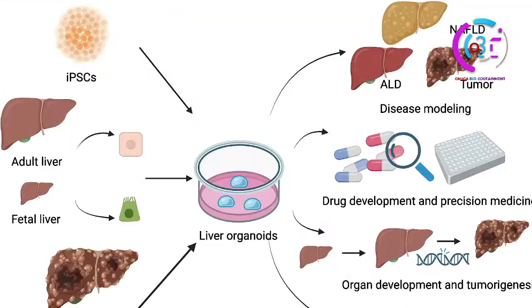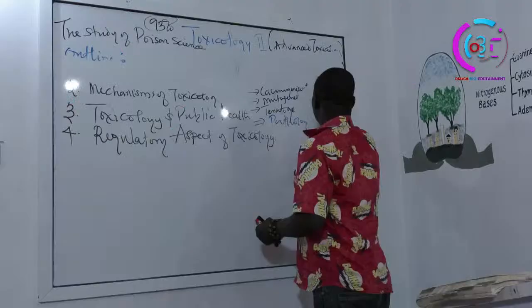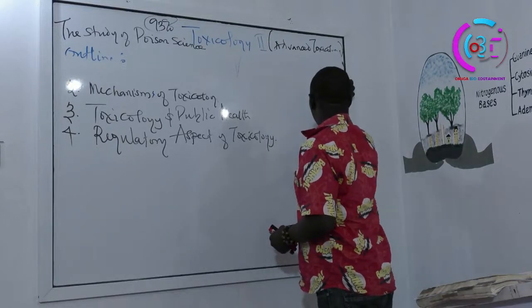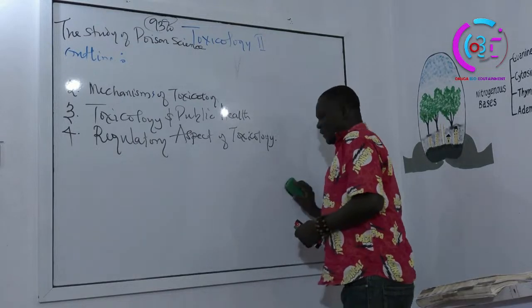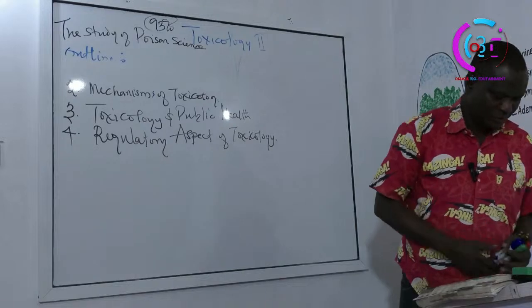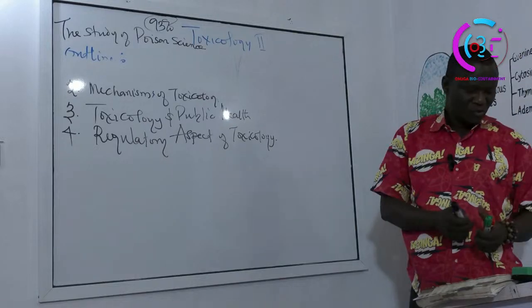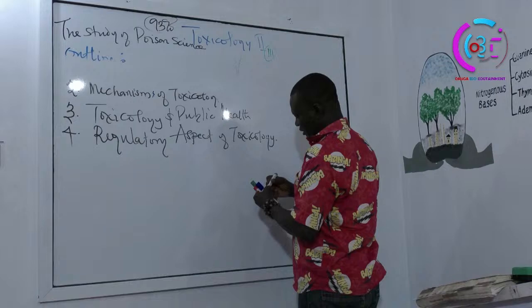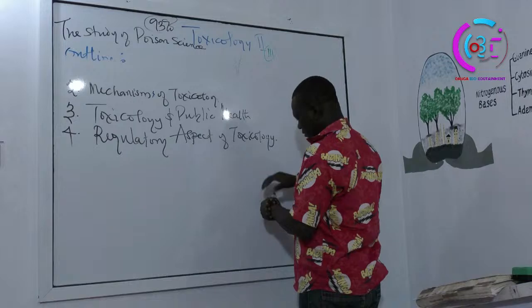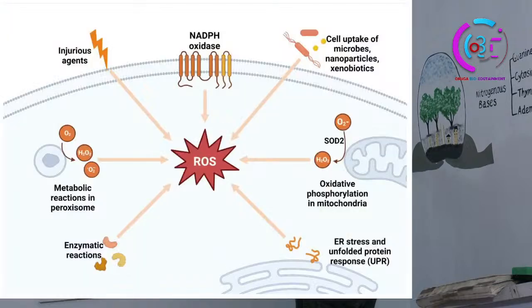Okay, so that is the second aspect of toxicology mechanisms of intervention or interference in toxicology. The third one is receptor binding and enzyme inhibition. Receptor binding and enzyme inhibition.